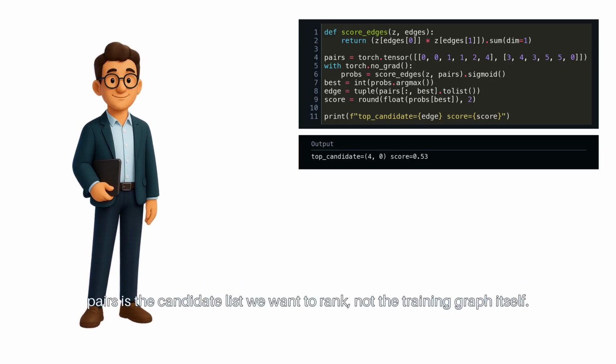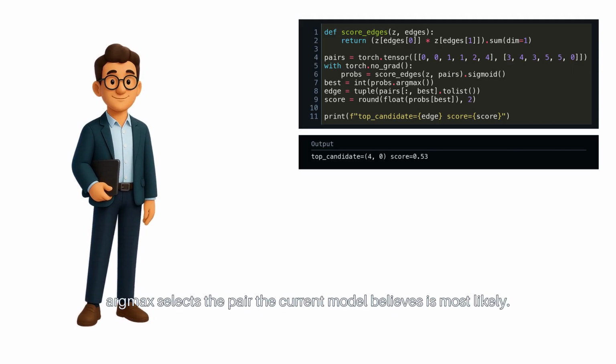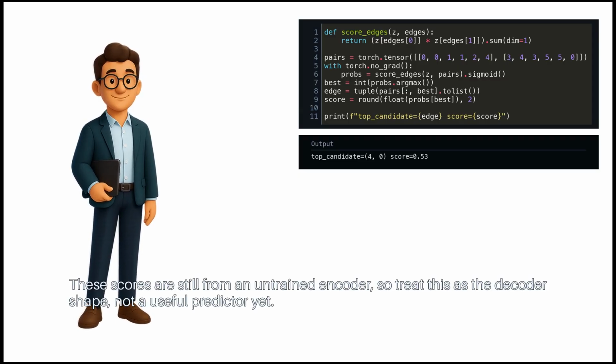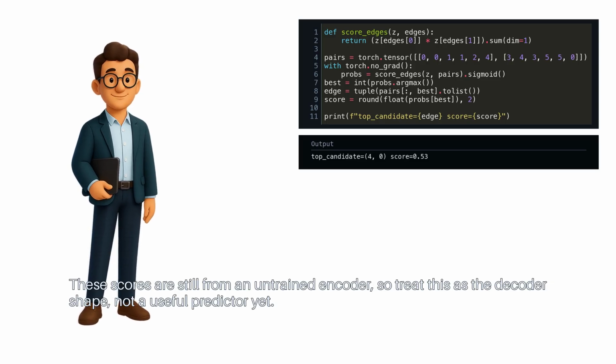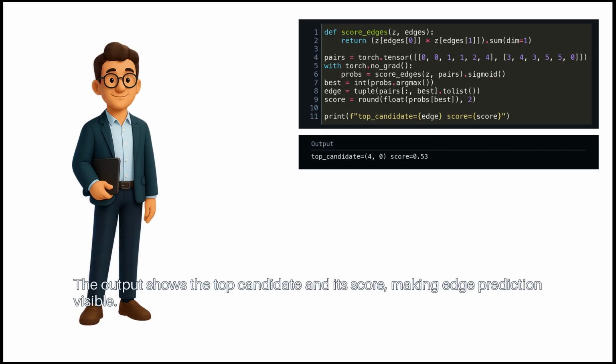Pairs is the candidate list we want to rank, not the training graph itself. Argmax selects the pair the current model believes is most likely. These scores are still from an untrained encoder, so treat this as the decoder shape, not a useful predictor yet. The output shows the top candidate and its score, making edge prediction visible.